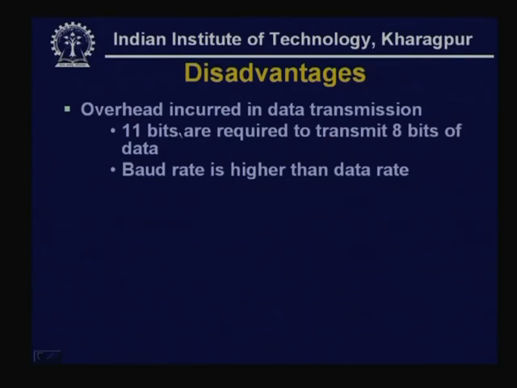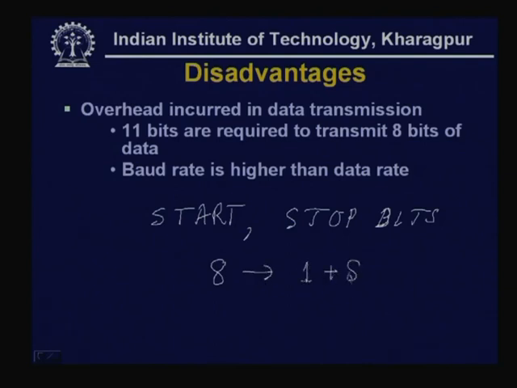The limitation is arising because of additional bits like start bit and stop bits, which are increasing the overhead. For example, you are sending 8 bits. To send 8 bits, you may require 1 start bit plus 8 data bits plus maybe 1 parity bit plus 1 stop bit, maybe even 2 stop bits. So, 1 start bit, these are the data bits, this is the parity bit, and this is the stop bit. So, you require altogether 11 bits to send 8 data bits.